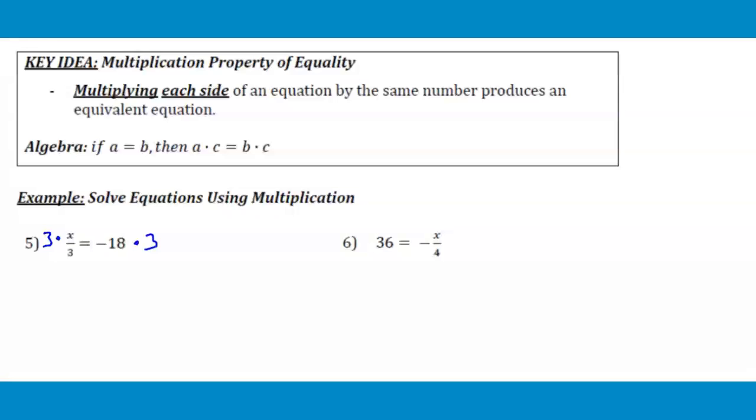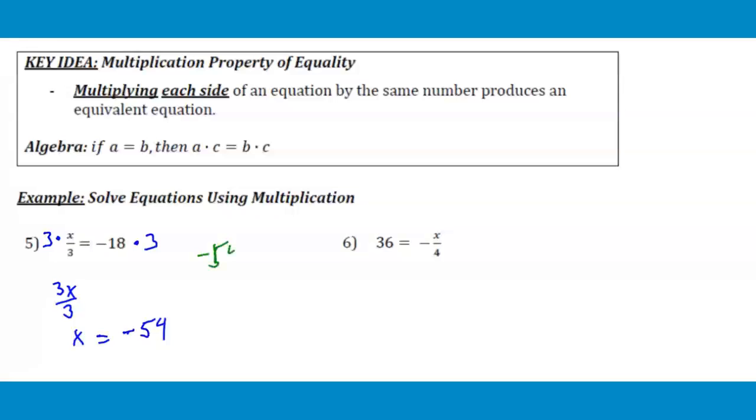Now, on the left side, normally we don't write it out like this, but that's going to give me 3x over 3, and 3 divided by 3 is just x. Or you can just see that and go right to x. And then 18 times 3 is 54, but it's going to be negative because the signs are different. So that's negative 54. And I can go ahead and check that one as well. So substitute in for x.